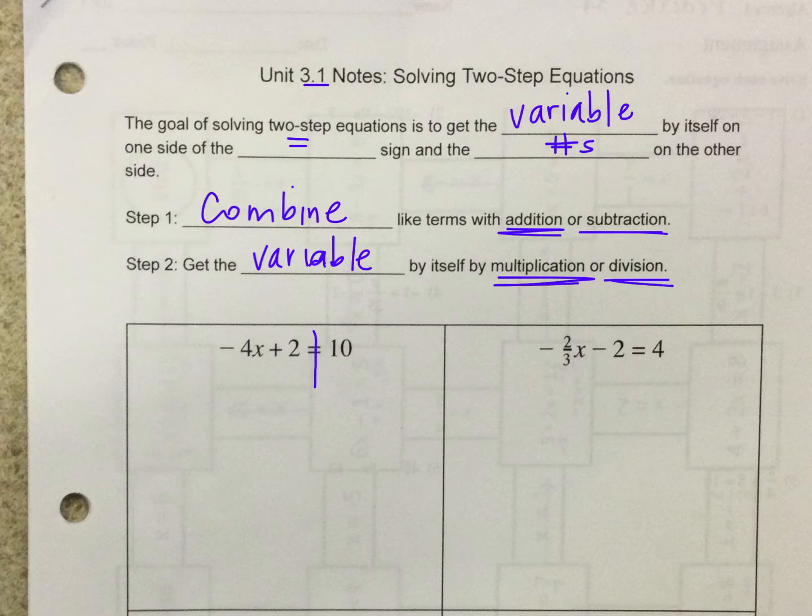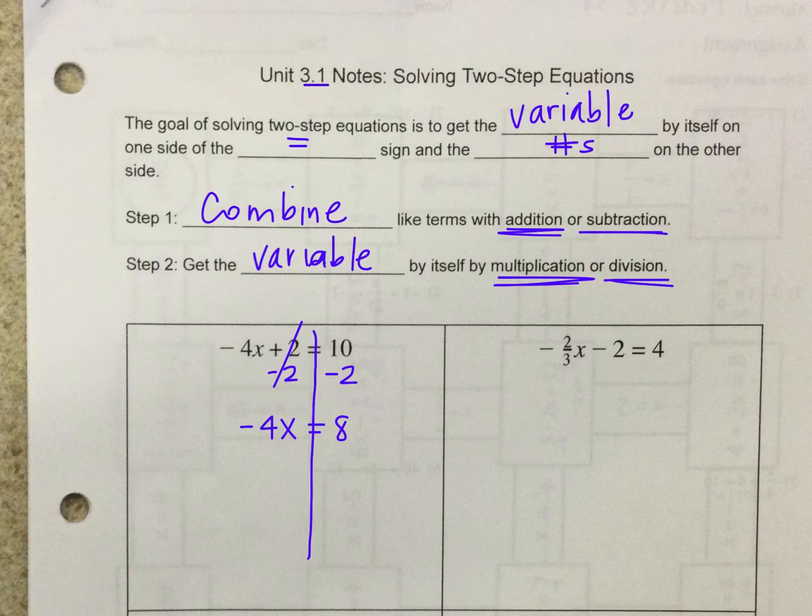So, the x is over here on the left side of the equation. So, my like terms, who is like the 10? Well, the 2 is. They're just numbers. So, I need to move that 2 over first. To move that 2, the opposite of plus 2 is minus 2. That marks out. What I do to one side, I have to do to the other side of the line. So on the left side, I have negative 4x, and on the right side, 10 minus 2 is 8.